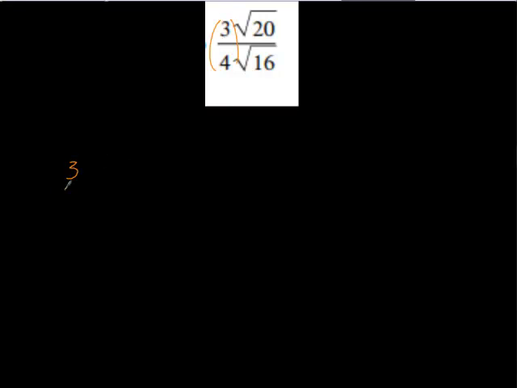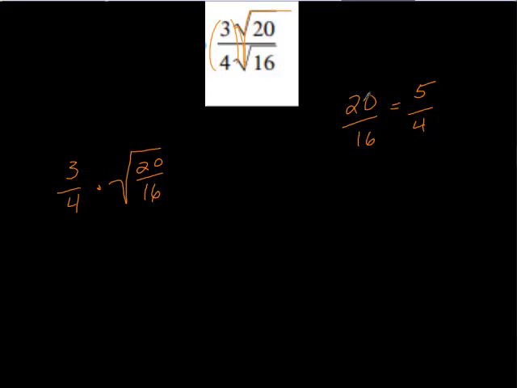I'm going to take the 3/4 and leave it there. I'm just going to do this as one thing: square root here, square root here, so I'll take one square root. Square root of 20 over 16. 20 over 16 simplified is 5/4, right? Yeah, 5/4. Go back here: 3/4 times square root 5 over square root 4.